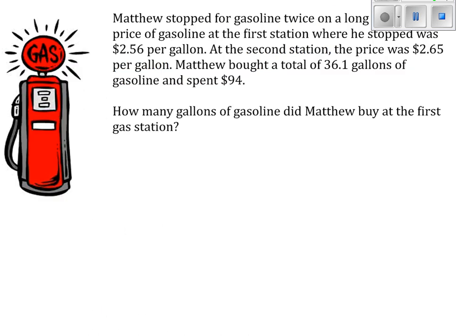So Matthew stopped for gas twice on a long trip. The price of gasoline at the first station was $2.56. At the second station, the price was $2.65. He bought a total of 36.1 gallons and spent $94. How much did he spend at each spot?